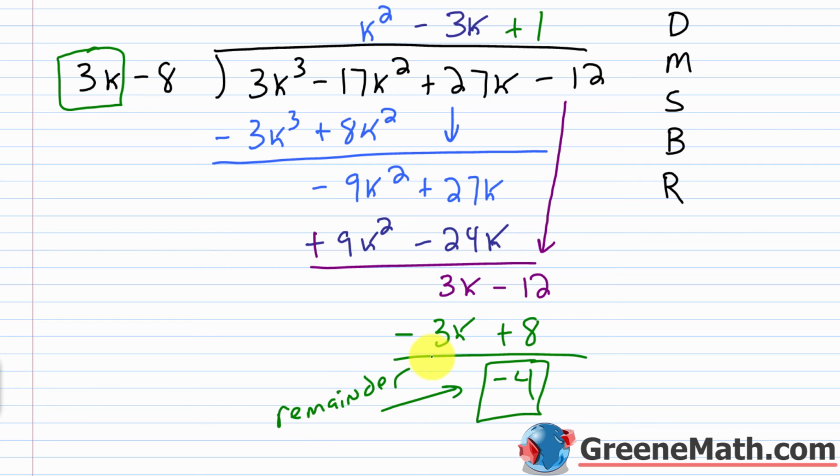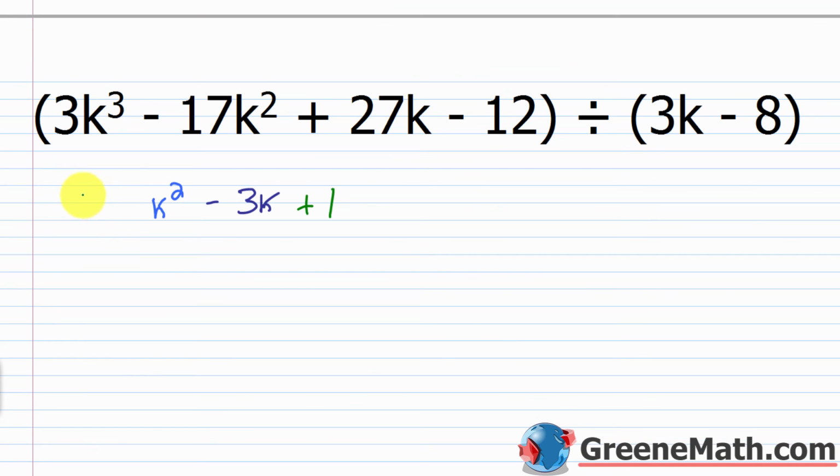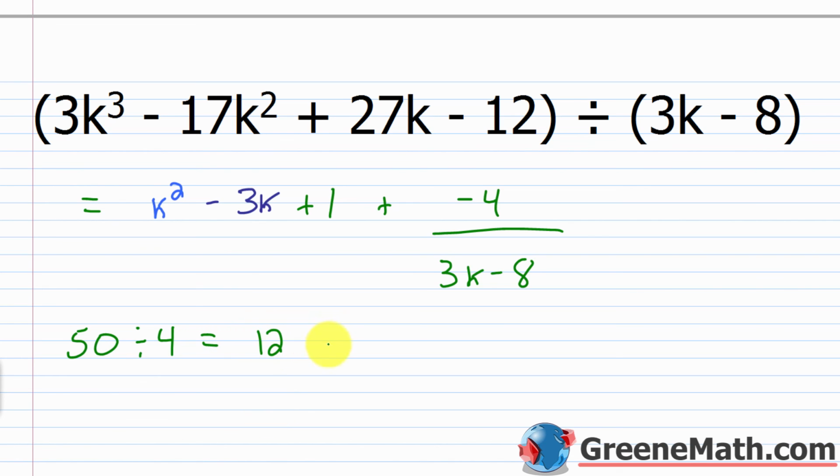Okay, so let's erase everything. All right, so I'm going to put equals, and then I have that negative 4. So I'm going to put plus negative 4 over 3k minus 8. Remember, when I divided 50 by 4, I had an answer that was 12 plus the remainder was 2, right? It was 2 over the divisor of 4. I just simplify that. 2 over 4 is 1/2, so plus 1/2.